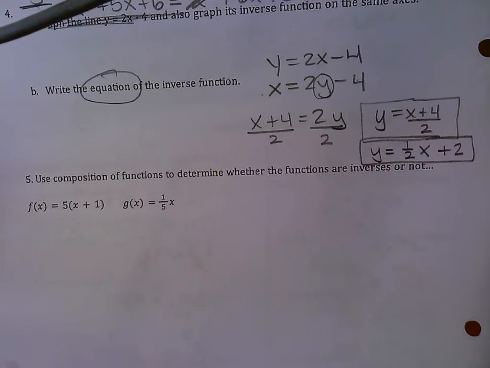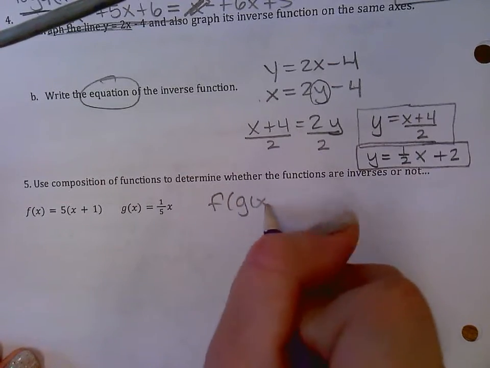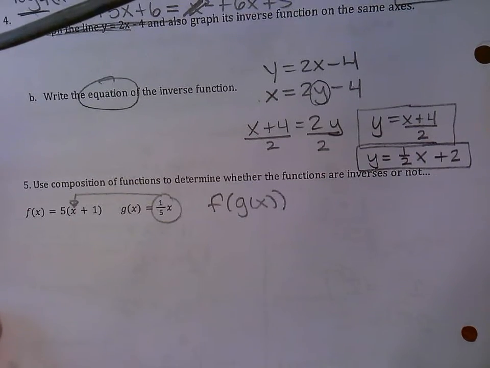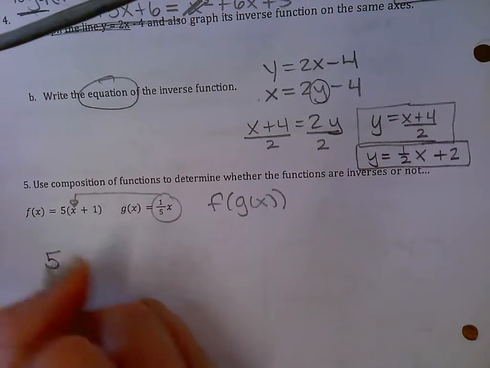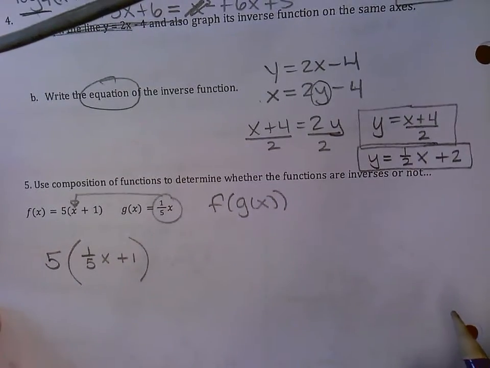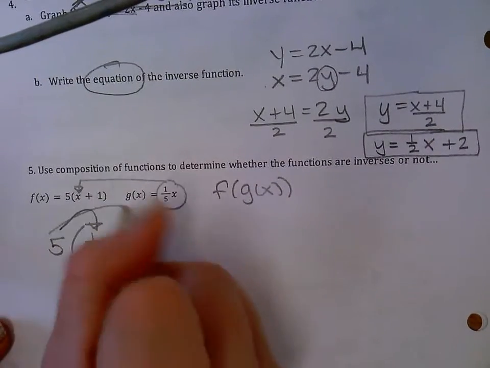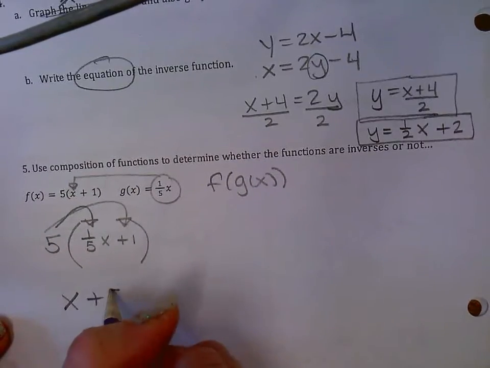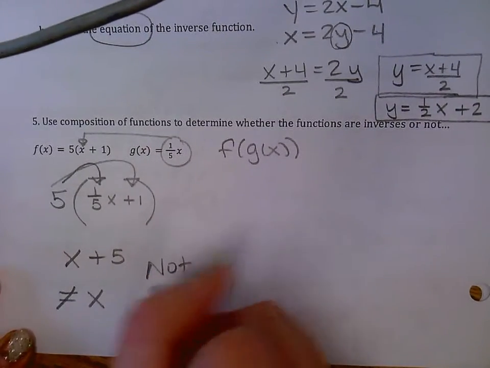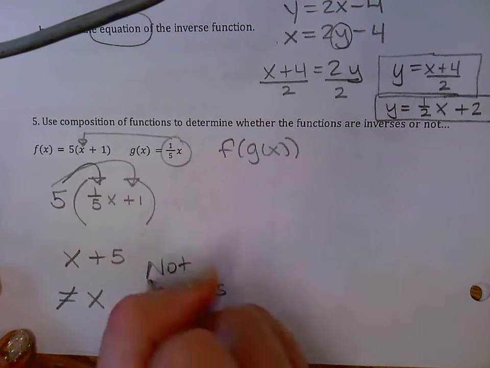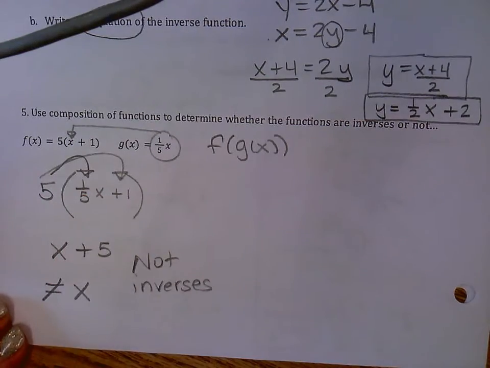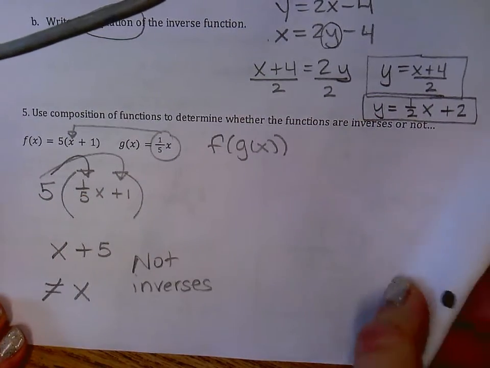Okay, composition of functions. That's when you do f of g of x and you plug this in right there and you see if everything cancels out and you just get x. So 5 times (1/5 x plus 1) does not give us x because when I distribute the 5, I get an x and I get a plus 5. And that is not equal to x, so they are not inverses. Now, if this was equal to x, then I would have to check that the other composition also works. But because this one failed, I don't have to do a second check.